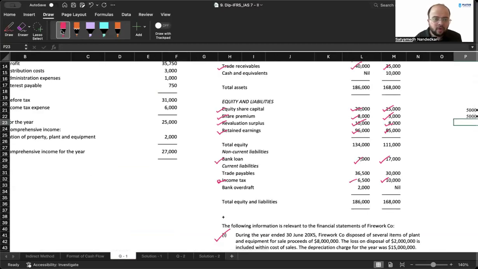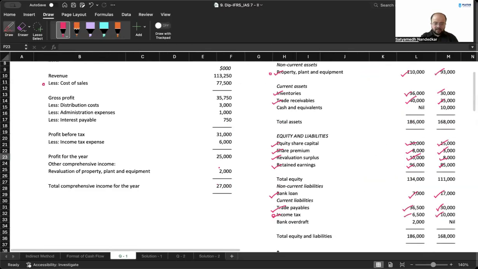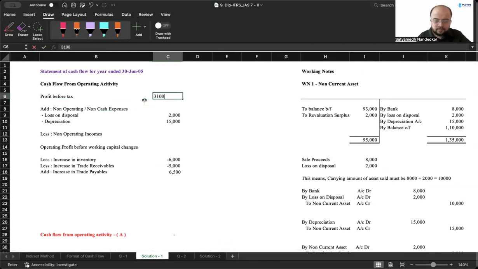Basically, you have now knocked off every single item in the balance sheet. Apart from, of course, cash and cash equivalents, that is what you have set out to do. उसी का difference ढूंढना है आपको, right? So you have given effect to all the items in the balance sheet. Now this income tax also you have dealt with. ठीक है, अब your starting point should be profit before tax, that is 31,000.